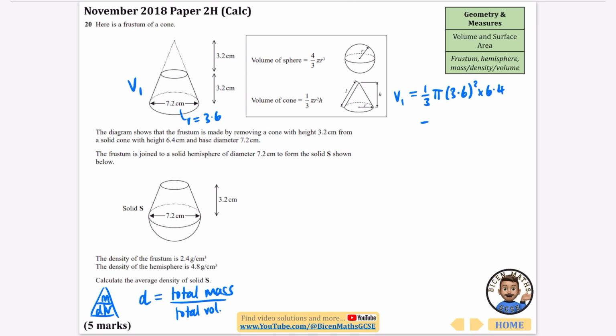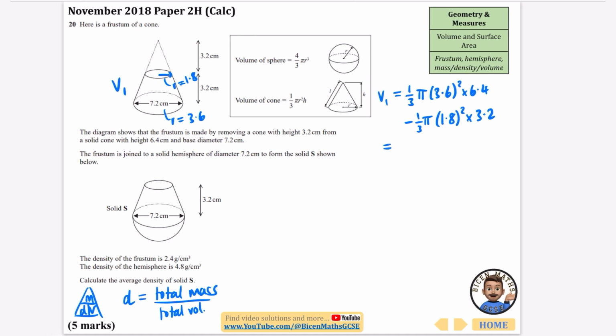And then what I'm going to want to do is remove the volume of the next cone. Now, if this cone that we've got here is half of the height, because instead of it being 6.4 it's 3.2, the radius is also going to be 1/2. So the radius from here to here is going to be 1/2 of 3.6, and 1/2 of 3.6 is 1.8. And that's because the height is 1/2, so it's 3.2 out of 6.4, so the radius will also be 1/2. So I'm going to minus from that 1.8 squared, and the height is going to be halved, which is 3.2.